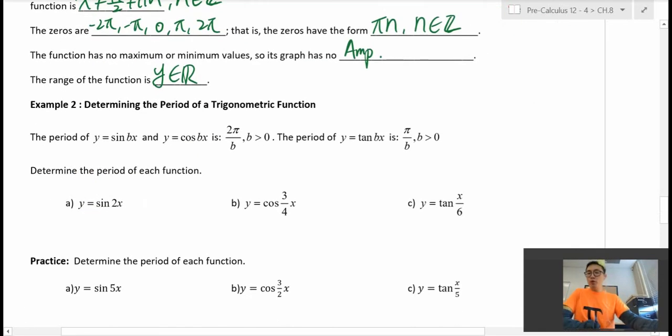Okay, example 2 is determining a period for tangent functions. So the period, remember, if we have this function sine of bx, recall the formula, it was 2 pi over b.